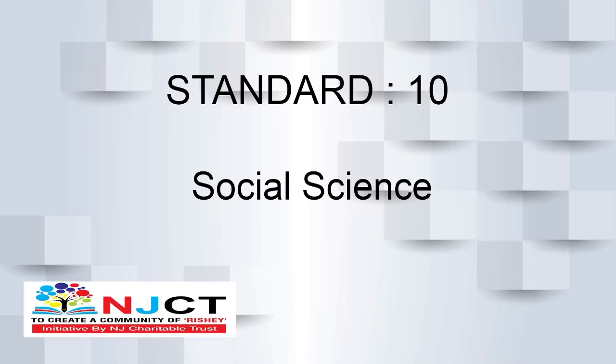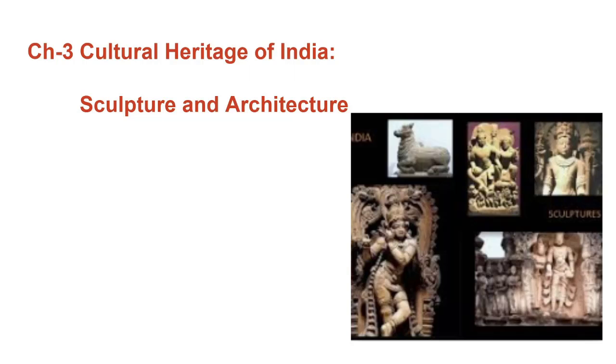We are learning social science of 10th standard and we are talking about chapter number 3, that is Cultural Heritage of India, Sculpture and Architecture. In the previous video we talked about temple architecture. Now we will talk about architecture of Gopuram.